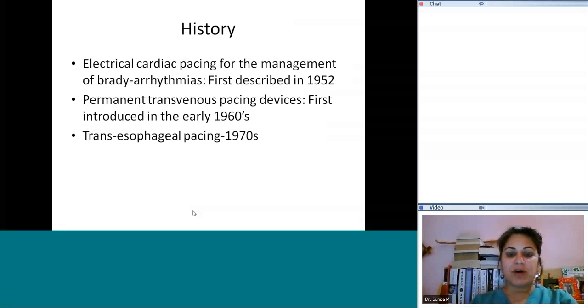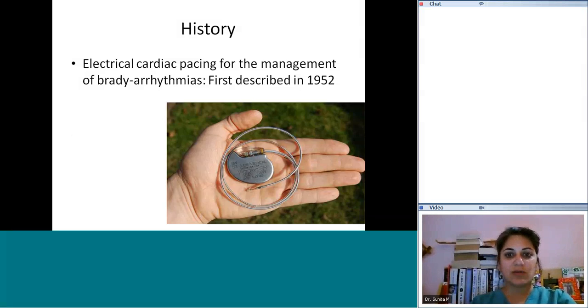the permanent transvenous pacing device was first introduced in the early 1960s and transesophageal pacing in the 1970s. But interestingly, even though it's been around for that long, I think still for us PD cardiologists, when we start off, it is a little confusing in terms of the terminology.